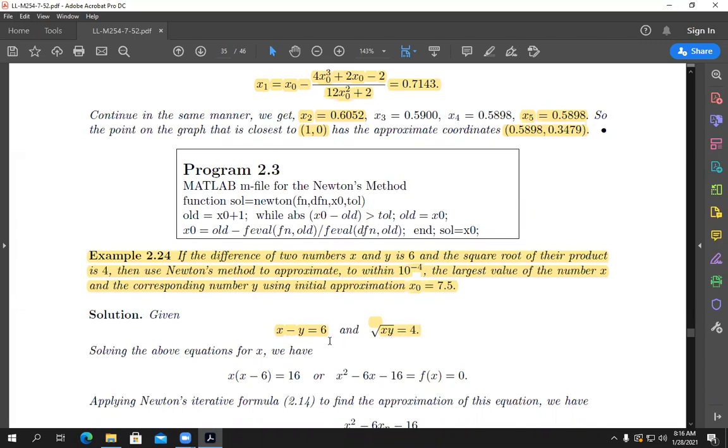So it means we are given this one and this one. You can simplify to avoid the square root. Take the square on both sides. So what do you have? xy equal to 16, right? Then you can find the value of x from here. What is the value of y here? Y equal to what?